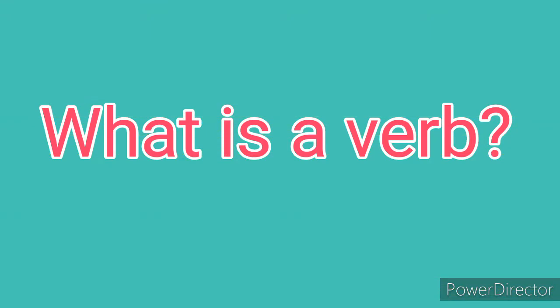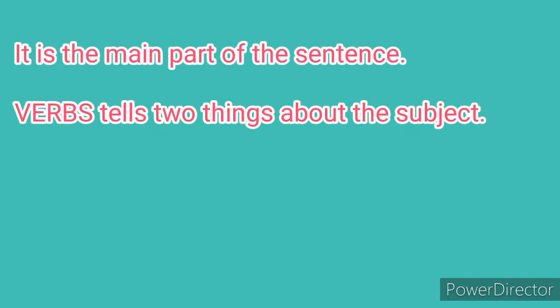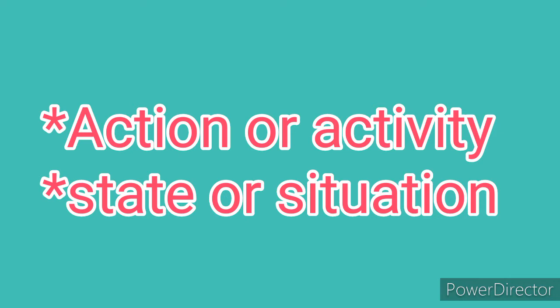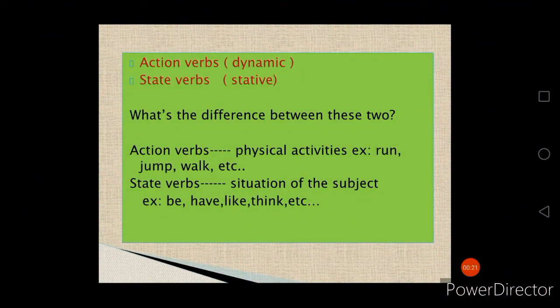Students, you know very well that verb is the main part of the sentence. And this verb tells us two things about the subject. The first one is action or activity performed by the subject, and the next one is state or situation of the subject. And students, one more thing you should know, that is the action verbs are also called the dynamic verbs, and the state verbs are also called stative verbs. So students, what's the difference between these two?